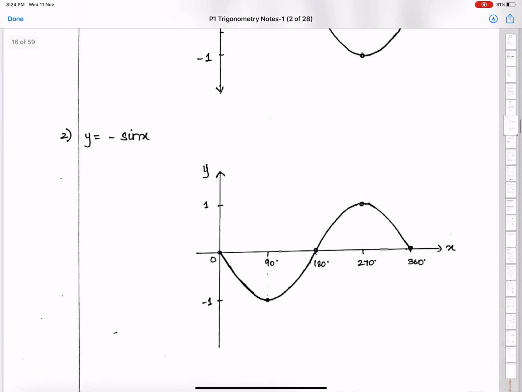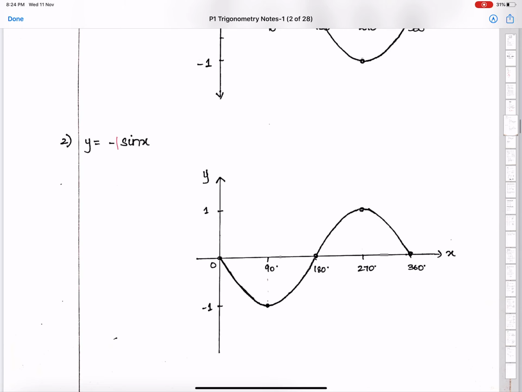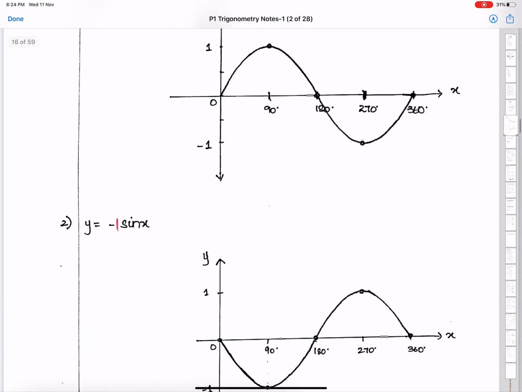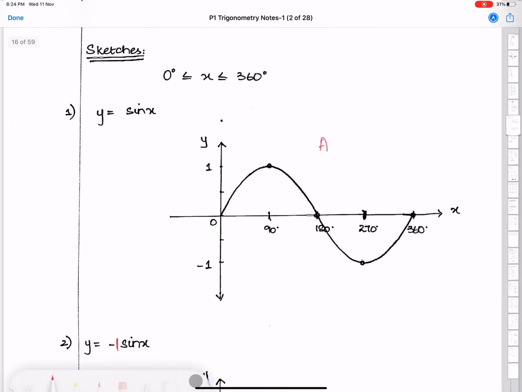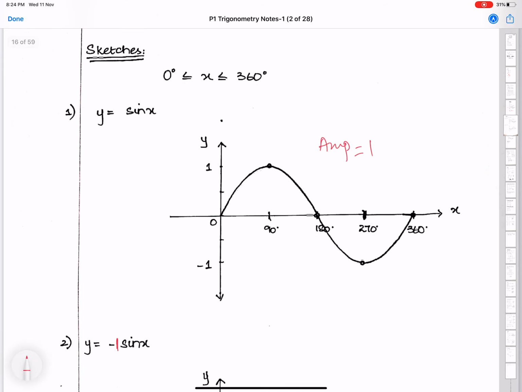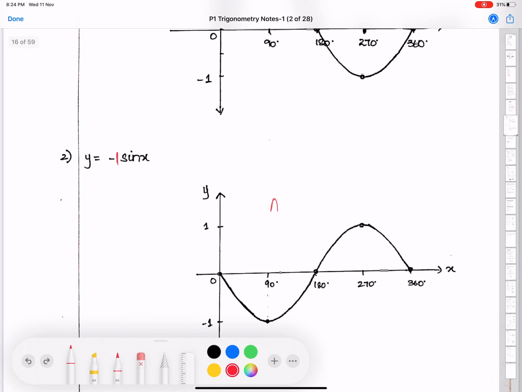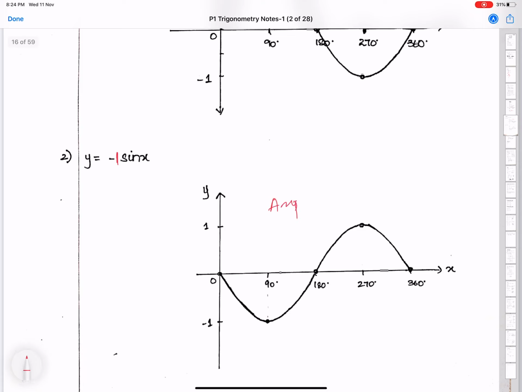This rule is for all these trigonometric functions. But listen, even if the coefficient is negative 1, the amplitude will be 1. The amplitude of this curve is 1, and the amplitude of this curve is also 1, because amplitude is distance and it can never be negative.